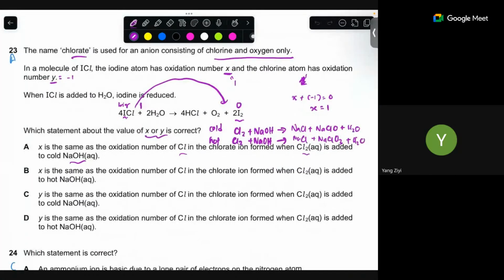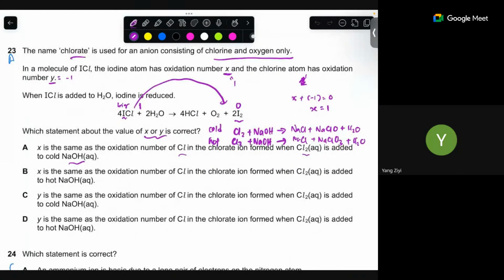Okay. So they say X is the same oxidation number of Cl in the chlorate ion. Okay, let's see this one. So 1 plus X plus -2 equals 0. X minus 1 equals 0. X equals 1. Okay, X equals 1.